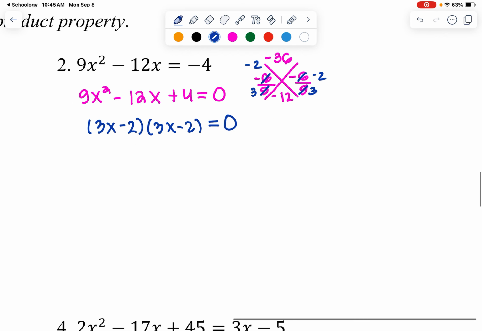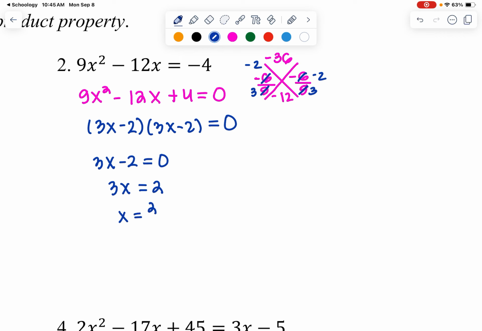So now I'm going to set each factor equal to 0 and solve, but each factor is the same, right? Both the factors are the same, so I only have to do it once. Add 2 to both sides, divide by 3, and you have x equals 2/3. You only get one solution to this.